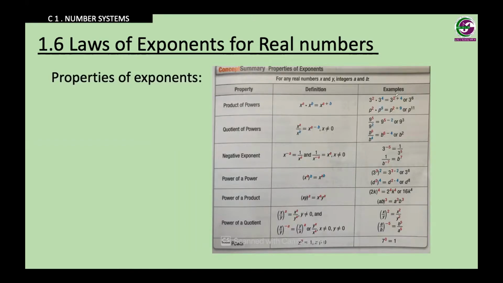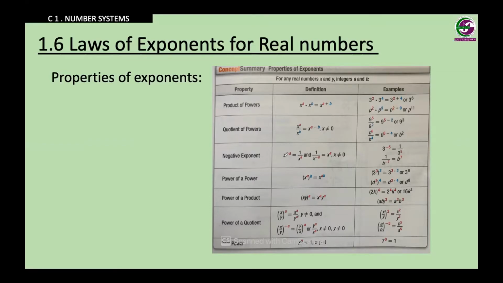Students usually make a mistake. 2 times 4 is 8. No, the exponents should be added. Again, when you divide the terms with the same base, X power A divided by X power B, we write the base one time and then subtract, A minus B. Example, 9 power 5 divided by 9 power 2 is 9 power 5 minus 2, which is 9 power 3. So once again, if the bases are multiplied, we add the exponents. If the bases are divided, we subtract the exponents.